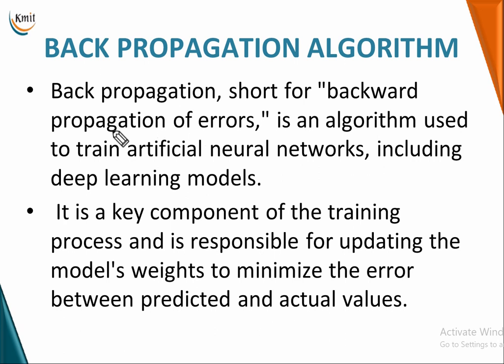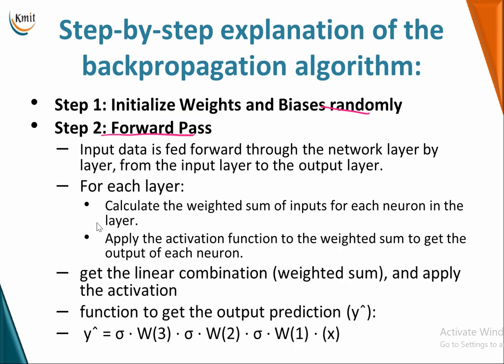It is an algorithm which is used for optimization, that is, to reduce our loss function. It is an algorithm used to train artificial neural networks, including deep learning models, and it is a key component of the training process, which is responsible for updating the model's weights to minimize the error between the predicted value and the actual value. Thus it is a very powerful optimization algorithm, which also uses gradient descent. Now we are going to see step by step how to apply our backpropagation algorithm.